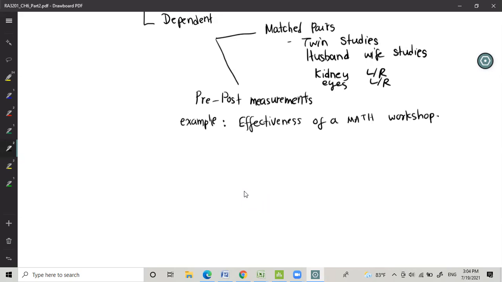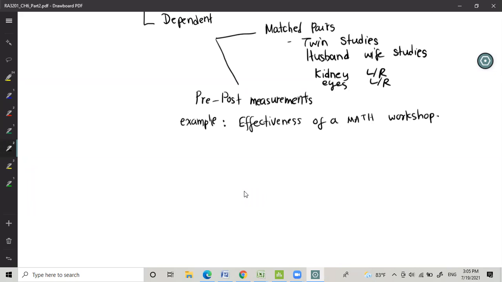Now, if this workshop is actually effective, right? So the knowledge that the students had before they followed the workshop and then the knowledge they gained after the workshop, they should be different, right? Now, how do you check it? You can use a pre-post test, right?